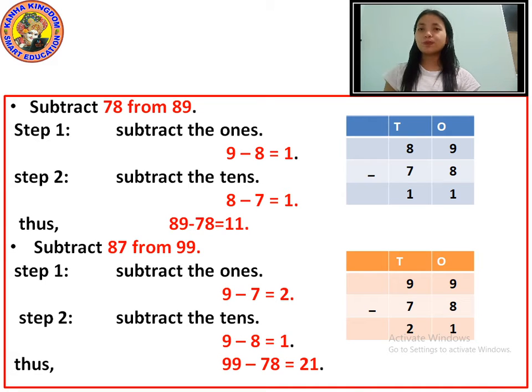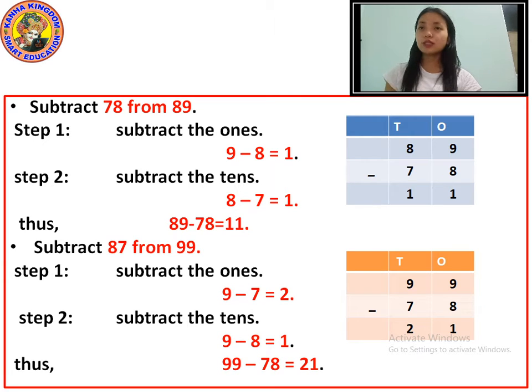Okay, step 2 is subtract the tens. We have to subtract the tens. From the number 99, 9 is a digit which is present in tens place. And in the second number, 87, what is 8?